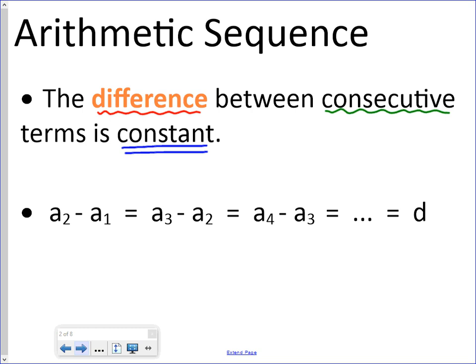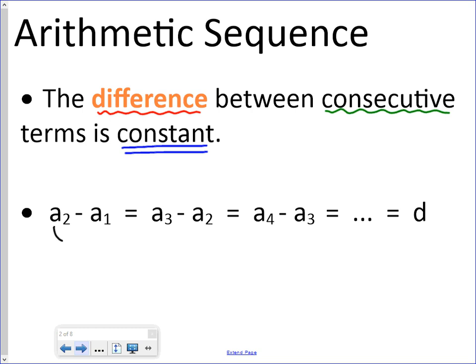Okay. Down below that I have some subscript notations to kind of show what that looks like. So I start off with a sub 2 minus a sub 1. That's the second term minus the first term. Whatever that difference is, it has to be equal to the next set of consecutive terms, a sub 3 minus a sub 2, or the third term minus the second term. And that just continues as you go up the sequence. The fourth term minus the third term, so on and so on.